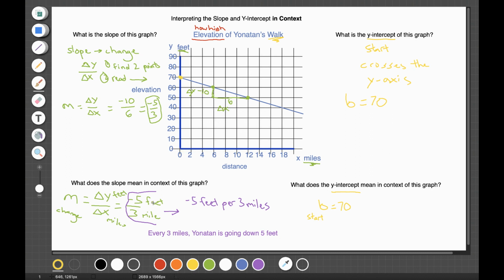So at the start of Jonathan's walk, he is 70 feet. He is at 70 feet, let's say. So in yellow, at the start of Jonathan's walk, he is 70 feet. That would be a perfect answer.